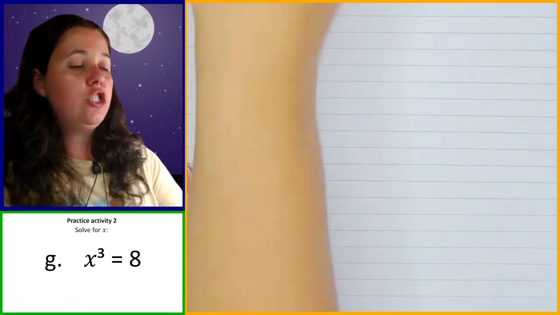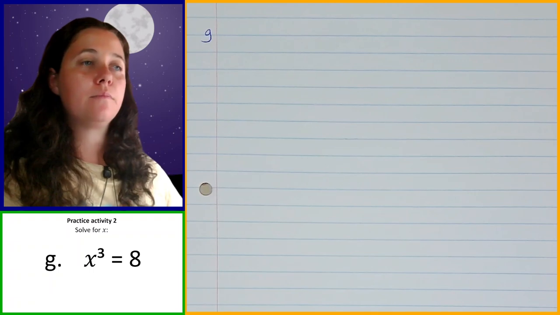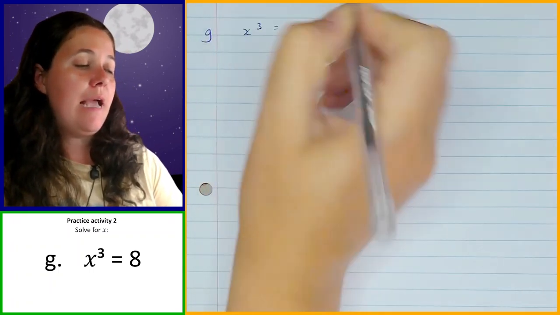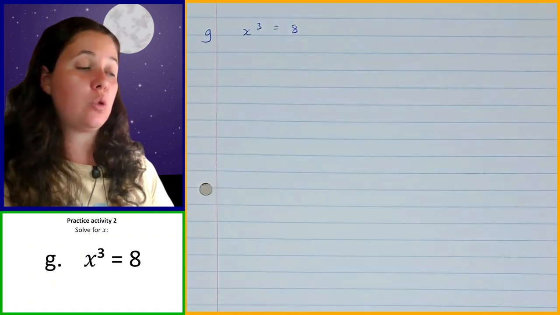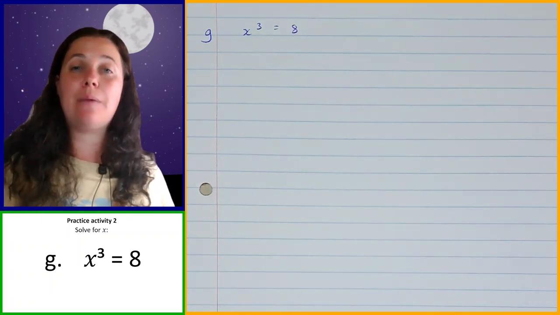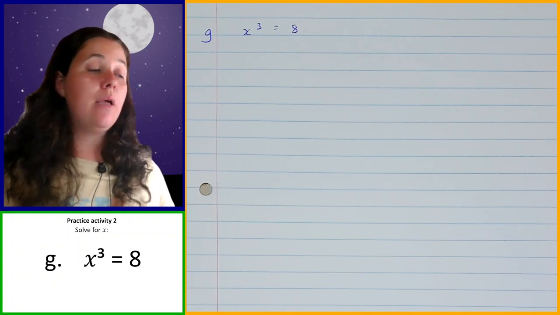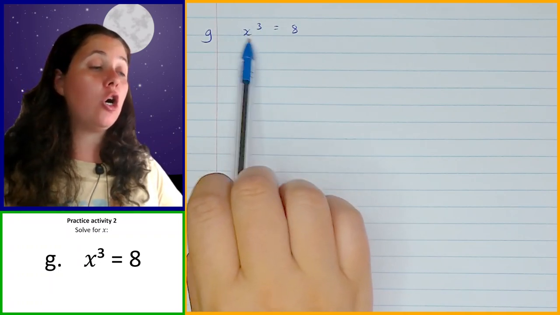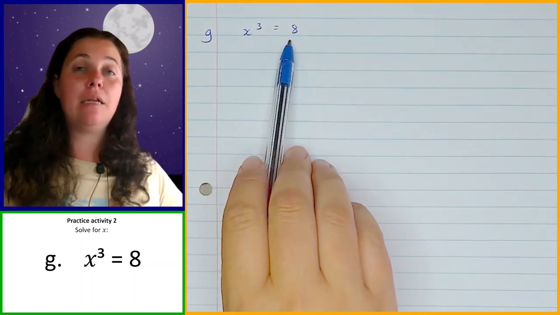Okay, so for question G, here I've got x cubed equals 8. Now when you've got a cube like this, it's going to behave differently to squares, because for cubes, if you have a positive cubed, it'll stay positive. And if you have a negative cubed, it will stay negative, because a cube is an odd exponent. So for any odd exponent, you don't have to worry about the plus or minus. You're going to keep the sign that is already there.